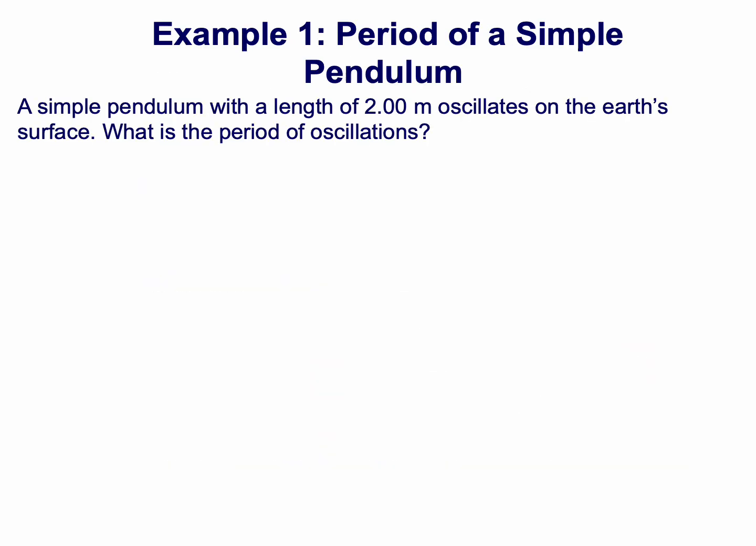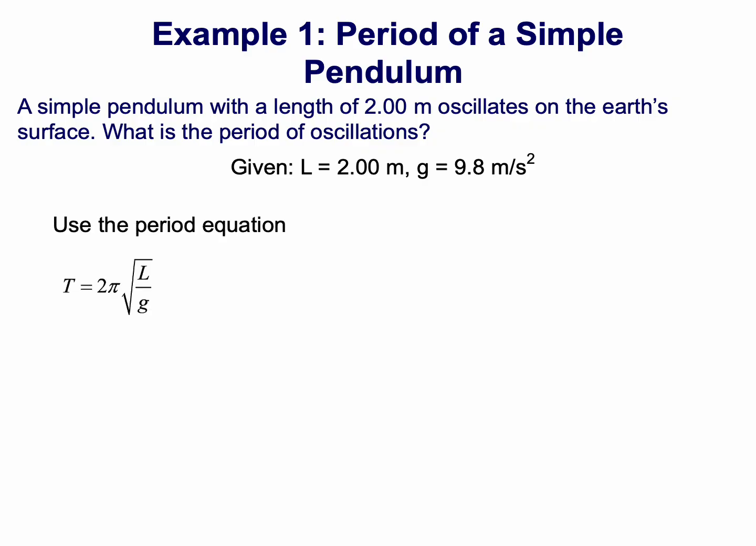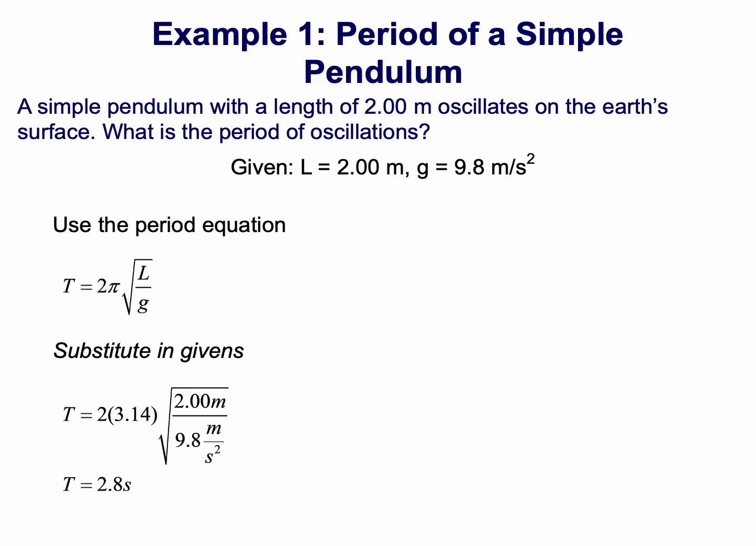So a couple of quick examples here. The period of a simple pendulum. So here's my given information. A length of 2, gravity is 9.8. So we'll obviously use the period equation, substitute stuff in, and here we should get 2.8 seconds. So that is how long it takes to swing from the original position all the way forward and all the way back. That is that one complete cycle, 2.8 seconds.